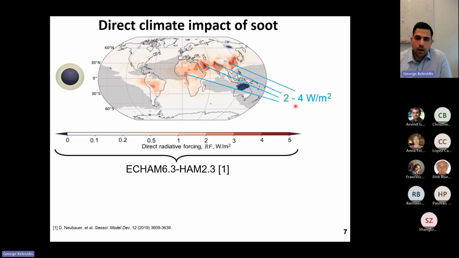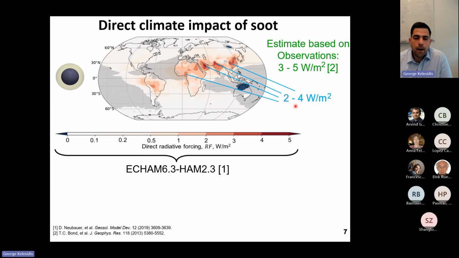Of course, these hotspots are not really new. Actually, they have been revealed also by climate estimations that are based on satellite observations. However, you can see over here that based on these satellite observations, the soot direct radiative forcing should range at these hotspots between 3 and 5 watts per square meter. And such discrepancies between climate models and satellite observations increase the uncertainty that we have regarding the climate impact of soot.